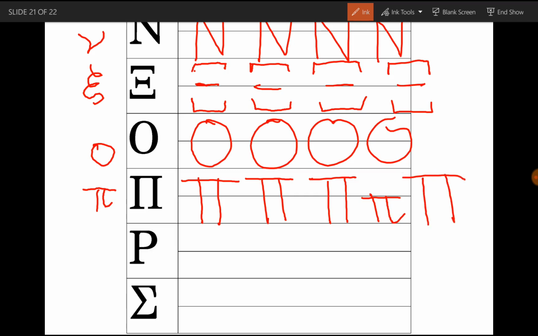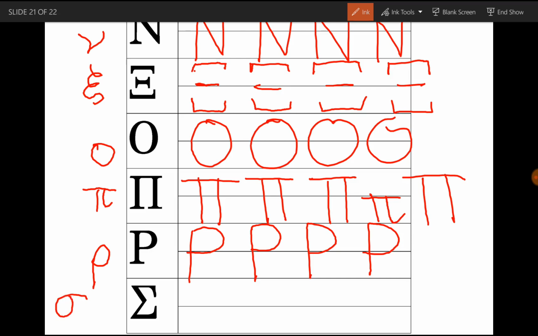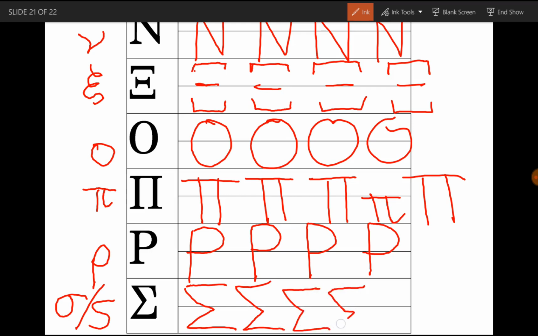So straight lines. Rho, remember that a small rho is like this. And a capital rho. There we go. Then sigma, remember you have this as small case sigma or final sigma, but this is a capital sigma, so it looks like an English letter M that's been flipped sideways, like someone played a practical joke and tipped it over. Oh, this one's not that good. Sorry about that. Let's do it this way. There we go.